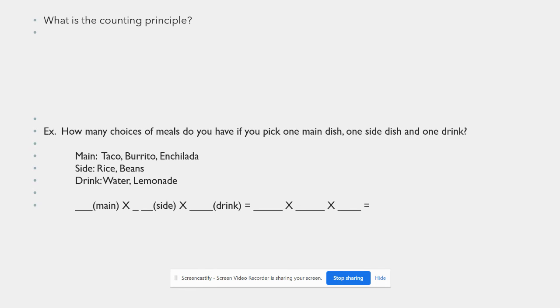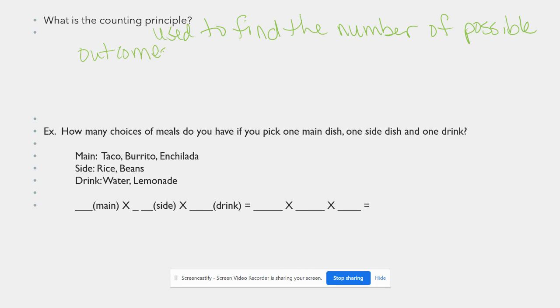All right, our last vocabulary word for today is the counting principle. And the counting principle is used to find the number of possible outcomes. And we find this by multiplying the individual possibilities.